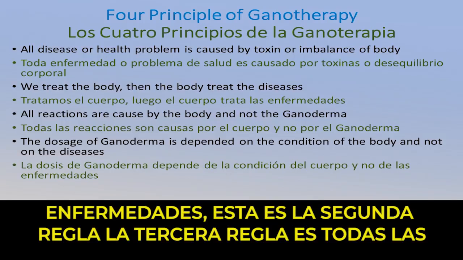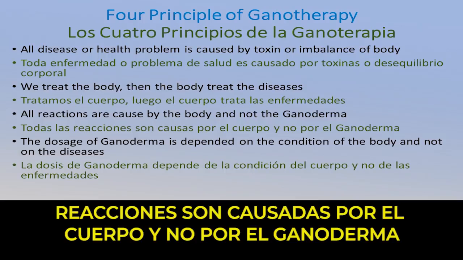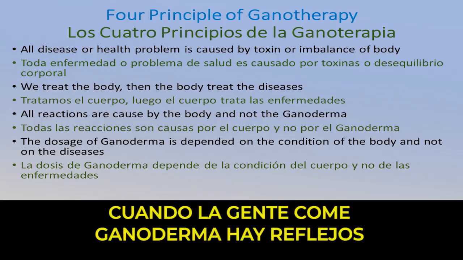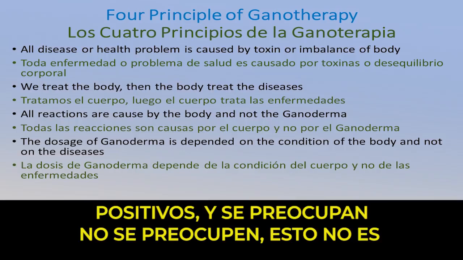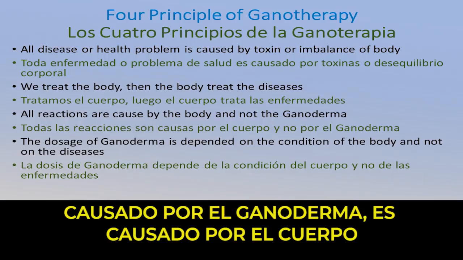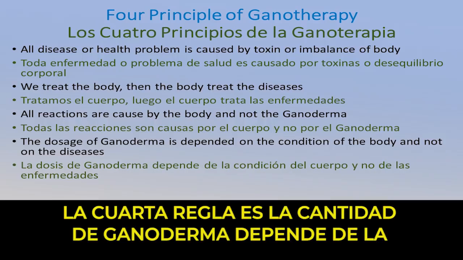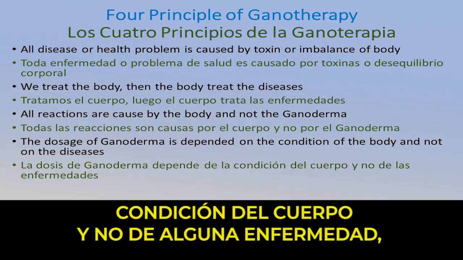The third rule is that all reactions are caused by the body and not Ganoderma. When people take Ganoderma, there are a lot of ailments, reflections, all reactions, then they get worried. Do not get worried. This is not caused by Ganoderma. It is caused by the body. The fourth rule is that the dosage of Ganoderma is dependent on the condition of the body and not on the disease.